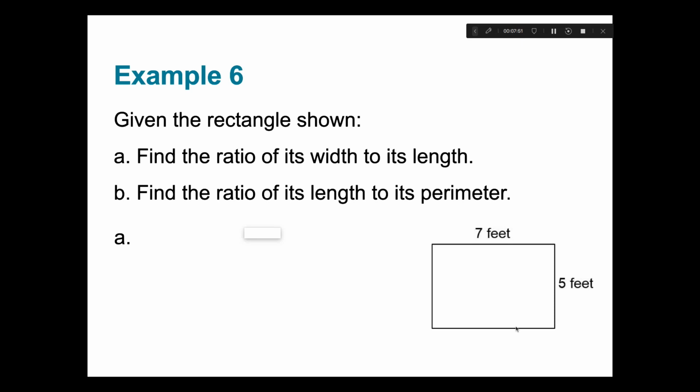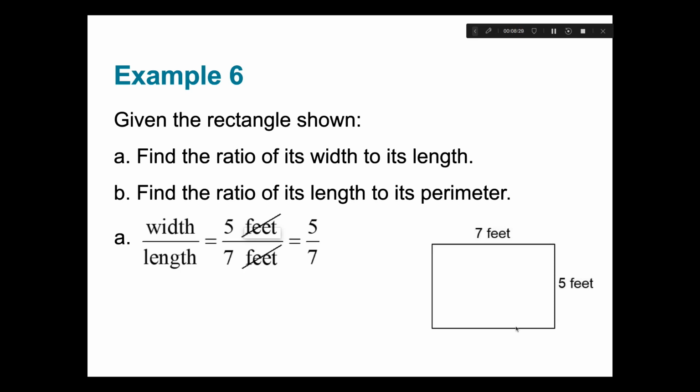So here is a way to use ratios. We're going to find the ratio of this rectangle's width to its length. So what is the width of this rectangle? 7 feet. So that's going to be our top number, 7 feet to its length. What is its length? 5 feet. So that's going to be our bottom number. So we should have a ratio of 5 to 7.